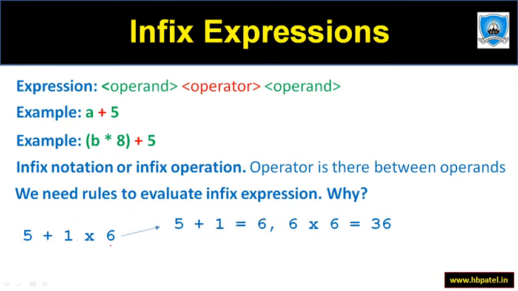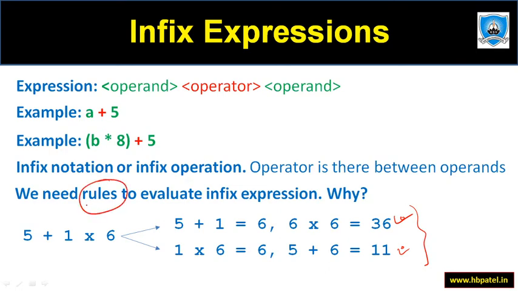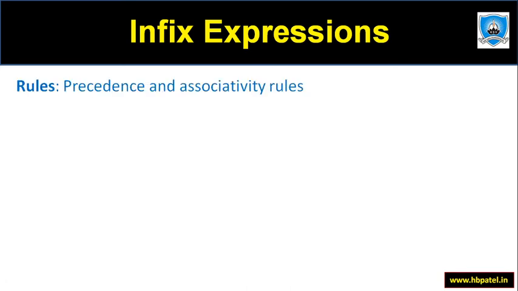Another way of doing it is, another person may do something like this: 1 multiplied by 6 first, that is 6, plus 5, so that is 11. So in both the cases the answer will be different. Now we don't know which one of these answer is true. So for this kind of thing we need rules. We need set of rules to evaluate infix expressions. Alright, now look at this. What are those rules? They are called precedence and associativity rules.